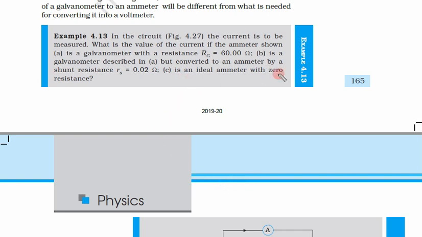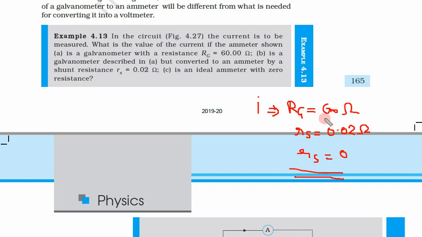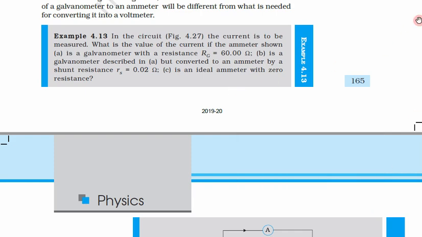This was our question, that we have to calculate current in the circuit in three cases: when the galvanometer resistance is 60 ohm, current when this Rs, a very small resistance 0.02 ohm, is connected in parallel, and third case is the ideal case when this becomes 0. So that means effective current of the galvanometer is also 0.